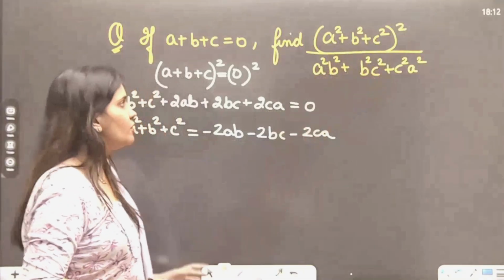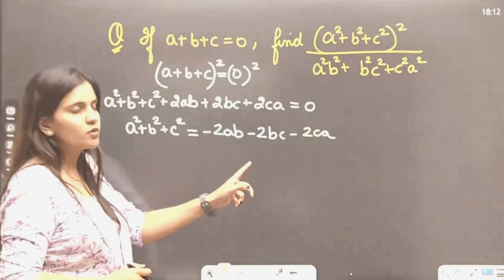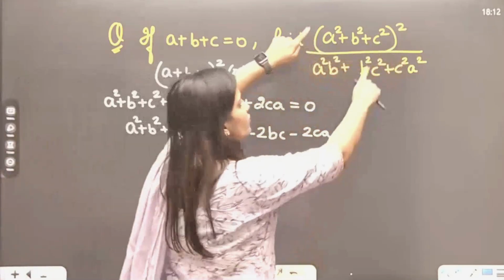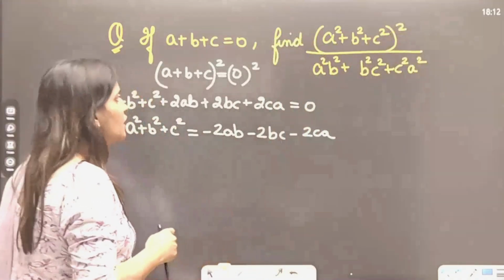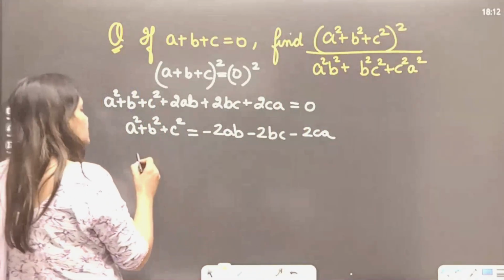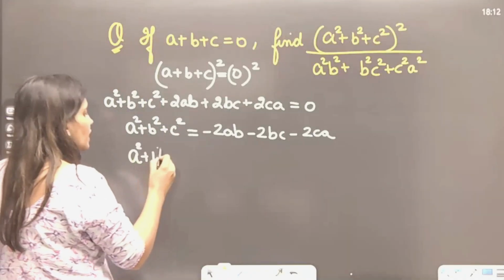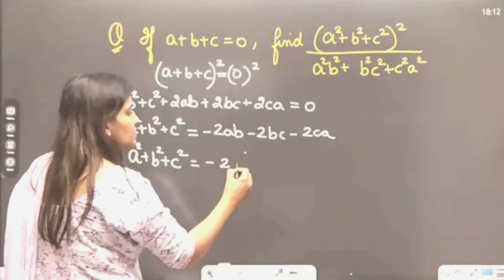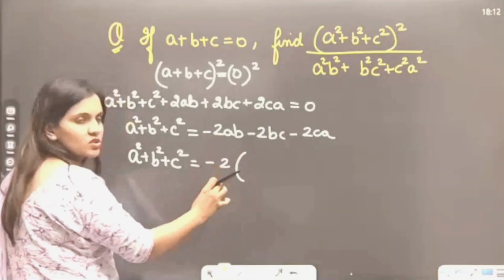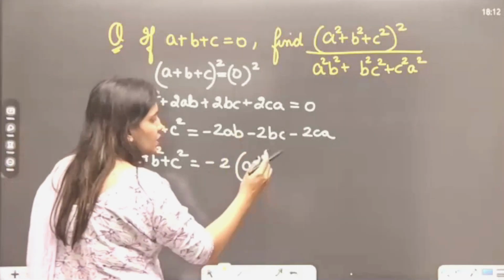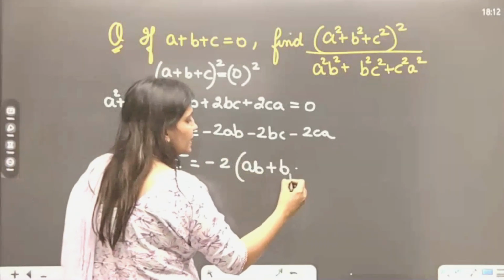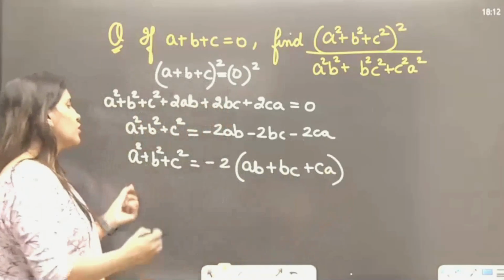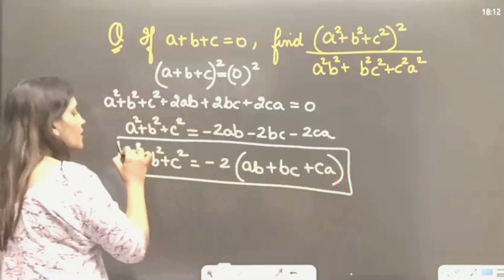But we don't need a² + b² + c²; what we need is the square of this. In the numerator, you can see that you have to find the square of this, right? So let's take -2 common from this. When I took -2 common, ab is left, plus bc is left, plus ca is left. So basically we got the value: a² + b² + c² = -2(ab + bc + ca).